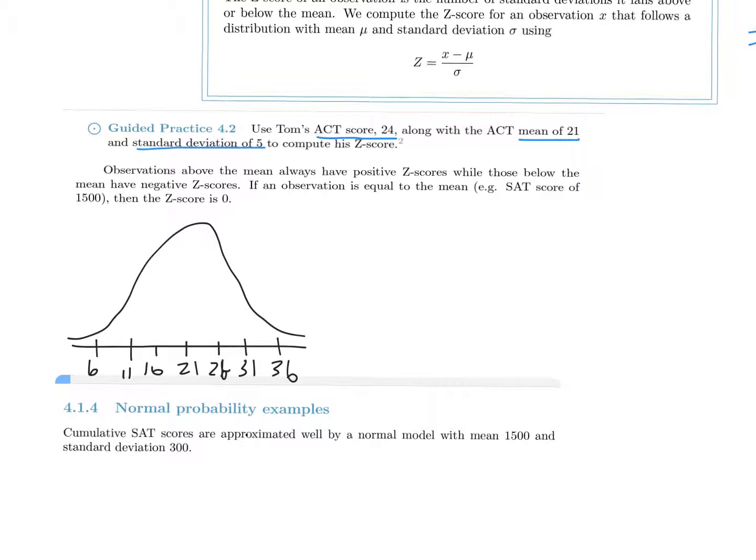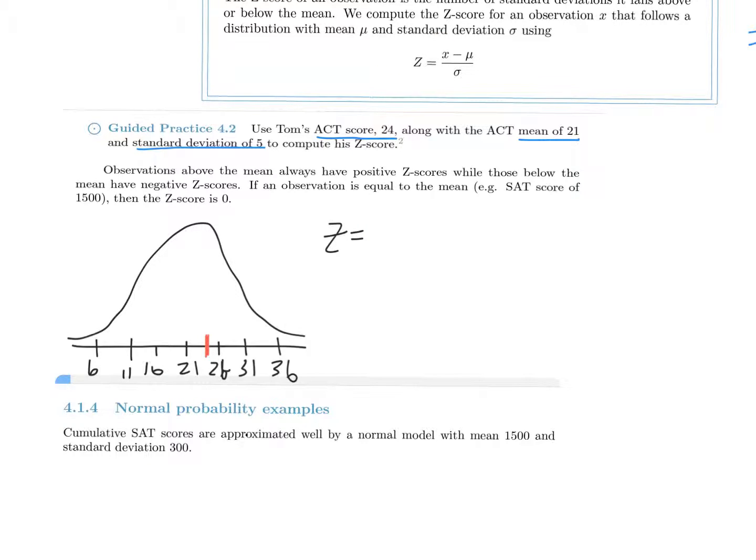So these are representative of all the z-scores that are going to fit into my bell curve here. And Tom's score is a 24, so it's about right here on my line. And so, calculating his z-score, I'm going to use the same formula from above, this one that I have.